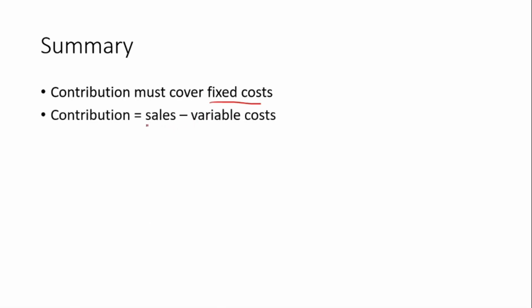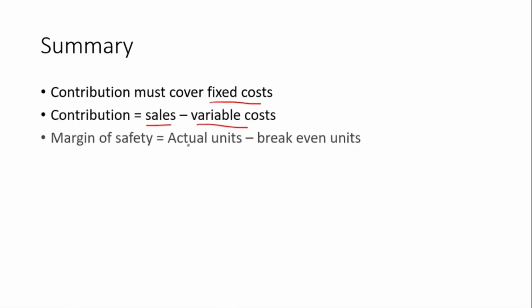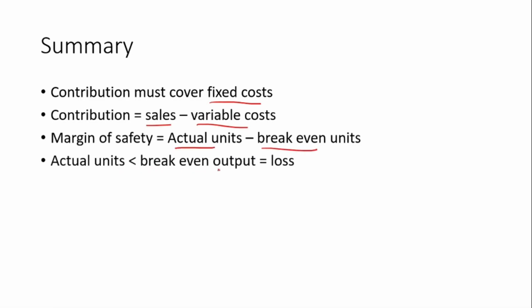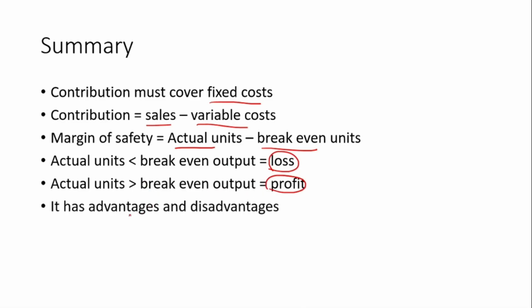Just to summarize this video, contribution must cover fixed costs. It is calculated using sales and variable costs. Margin of safety is calculated using actual units and break-even units. If the actual units is less than the break-even output, it will give us a loss, whereas if it's greater than the break-even output, it will give us a profit. And it does have advantages and disadvantages.